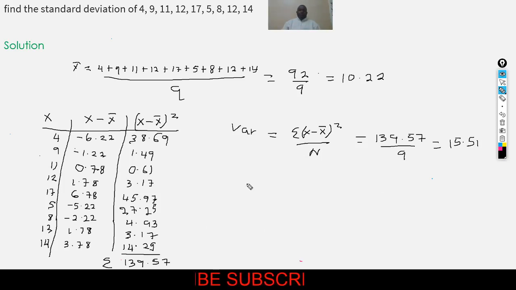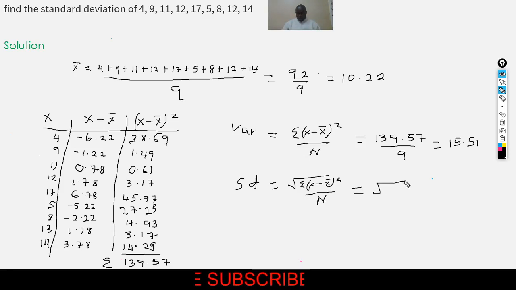Now, we need to get the standard deviation. Standard deviation is the square root of variance, which is the square root of the summation of x minus the mean squared over n. So, which is equal to the square root of what we have found, which is 15.51. The square root of that gives you the standard deviation to be 3.938.